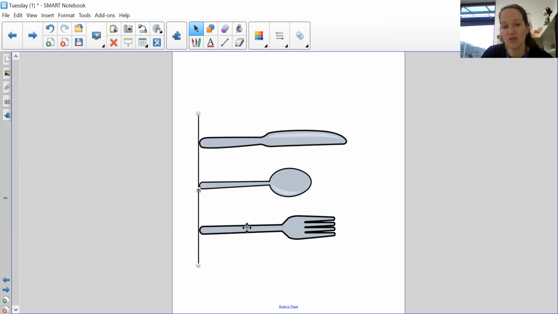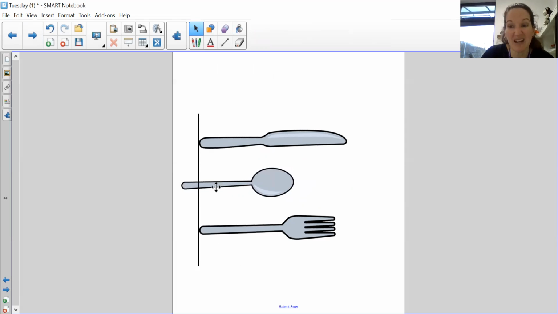And then I have to put all of my things that I'm measuring on the line. I don't want to have my spoon like that because then it wouldn't be the same. So I need to put everything on the line. There we go. And now I can check.